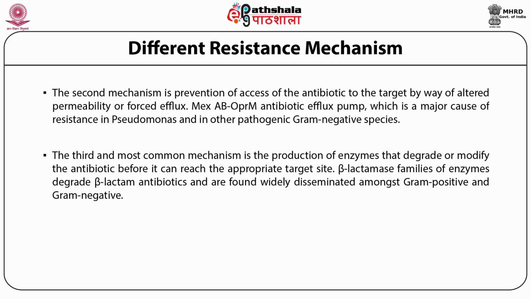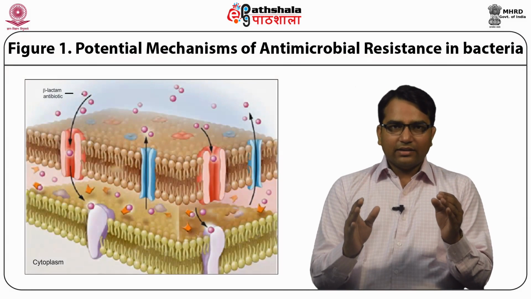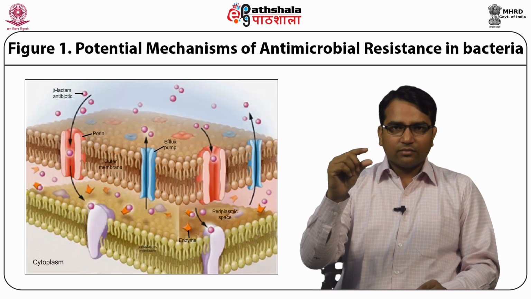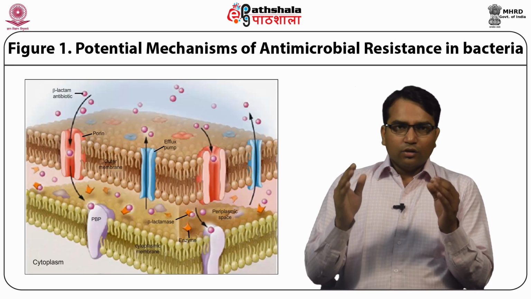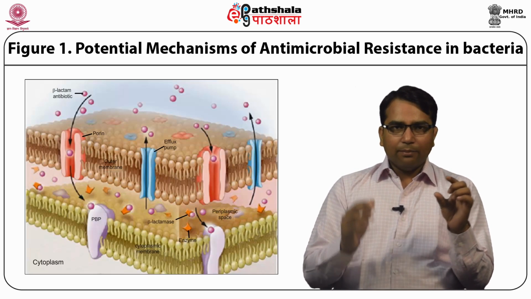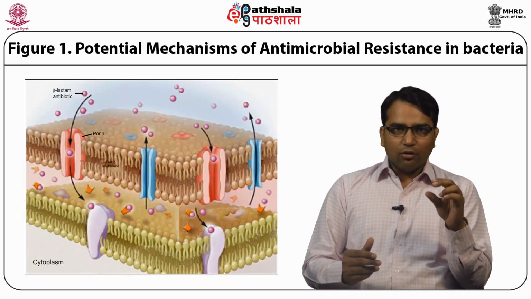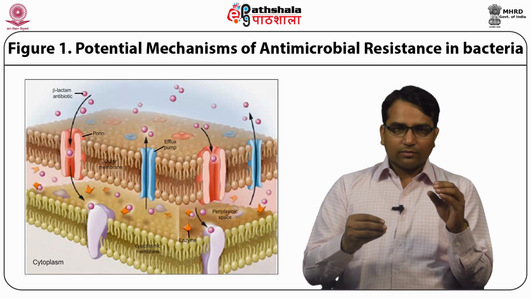The fourth mechanism is alteration in the outer membrane protein, which is reported in Acinetobacter baumannii. Here you can see that we have a plasma membrane, or you can say the bacterial membrane, which has an outer membrane, inner membrane and periplasmic space in between. So bacteria have an outer membrane which has some channels and pumps which allow antibiotics to enter into the pathogen.